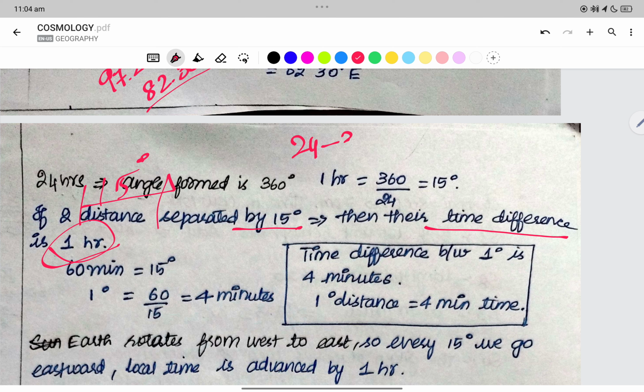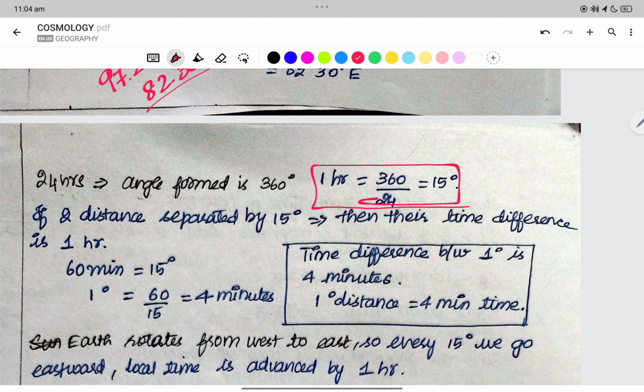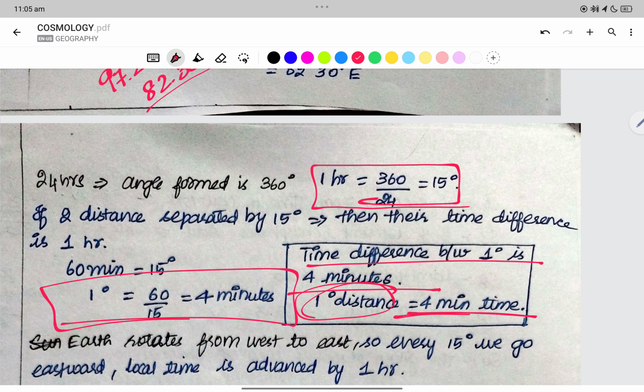So for 24 hours we divide the 360 longitudes. 360 divided by 24 is equal to 15. So we have 60 minutes. Sorry, 1 degree is 4 minutes. For 1 degree of longitude we have 4 minutes, and for 1 hour we can cross 15 degrees. So 1 degree takes 4 minutes to cross. The time difference for 1 degree is 4 minutes.